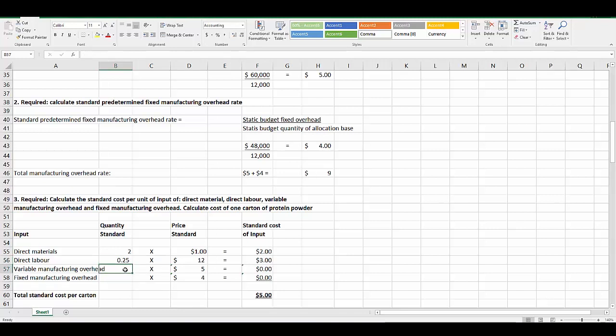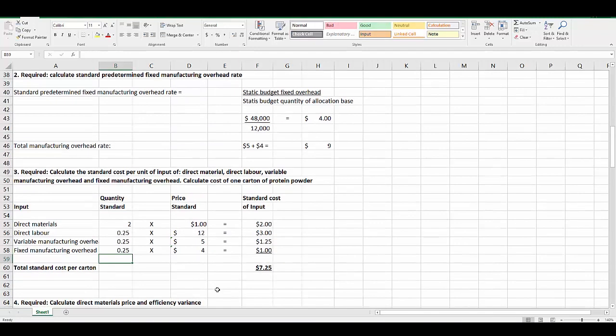Our variable manufacturing overhead, again, that is allocated based on direct labor hours. So the allocation base here is 0.25, and we know that the price is $5 because we've just calculated that. And again, for fixed overhead, also calculated based on direct labor hours, which should be 0.25 for each carton. So this total standard cost per carton should be $7.25. So that's how much it should cost to make it.